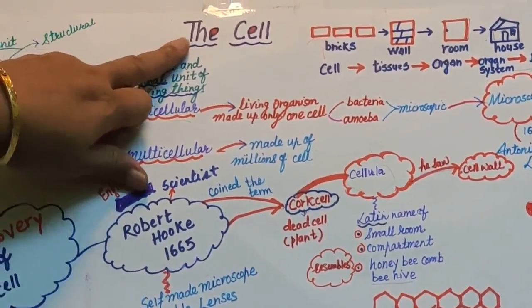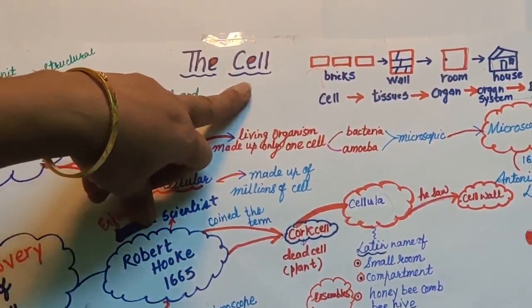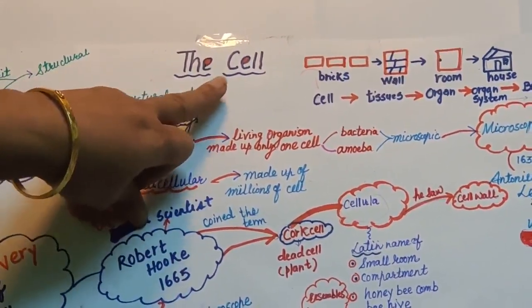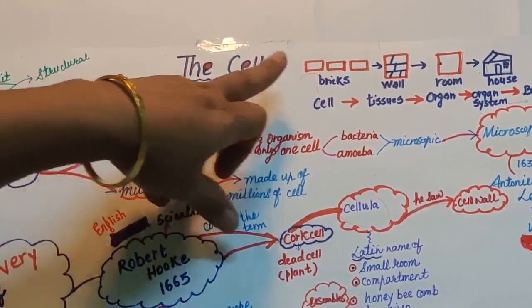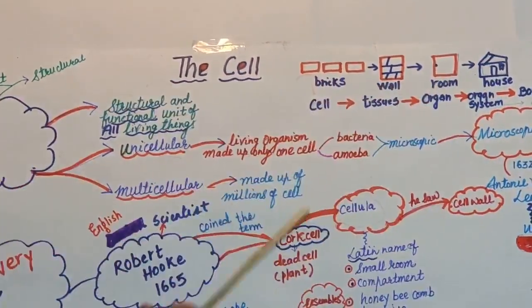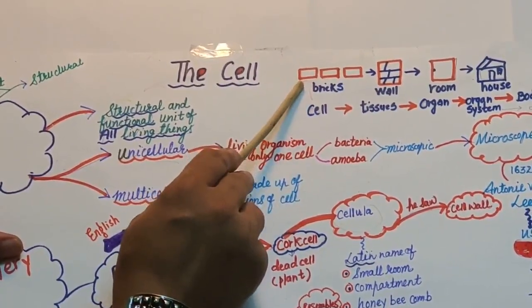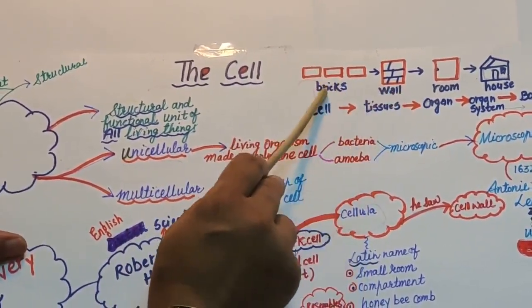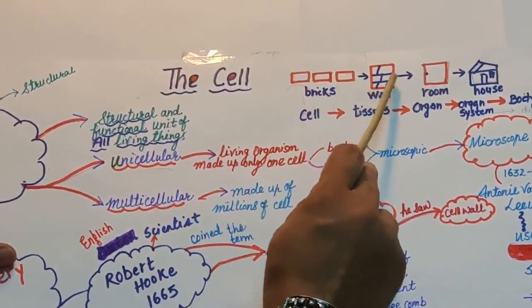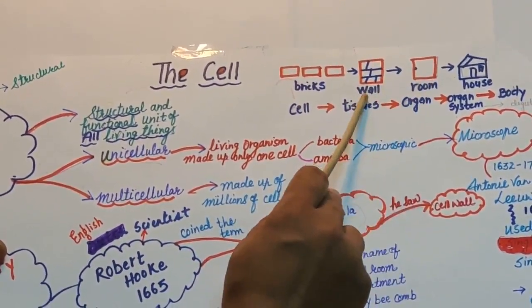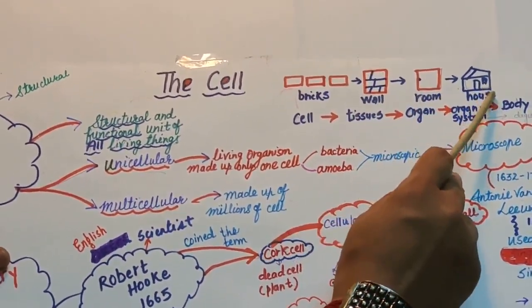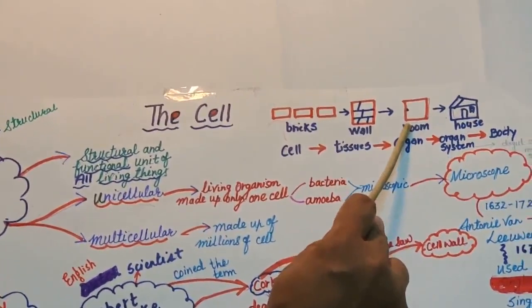Students, today we are going to discuss the topic, the cell. Before you can understand the cell, let's understand the house, because here I have compared the cell with a brick. In order to make a wall, you need bricks. In order to make a room, you need a wall. In order to make a house, you need a room.